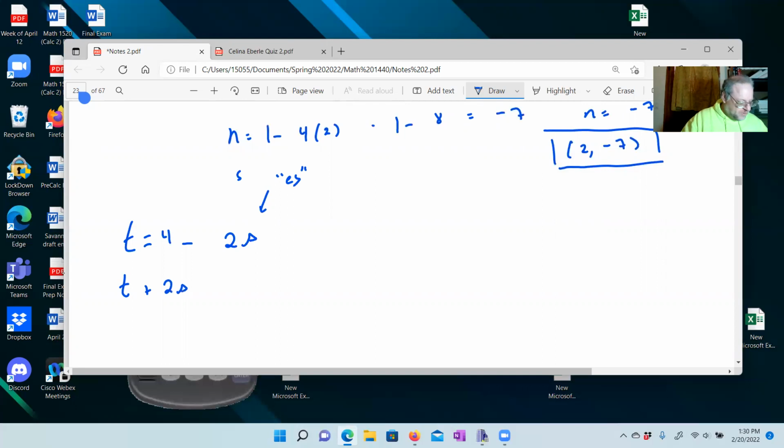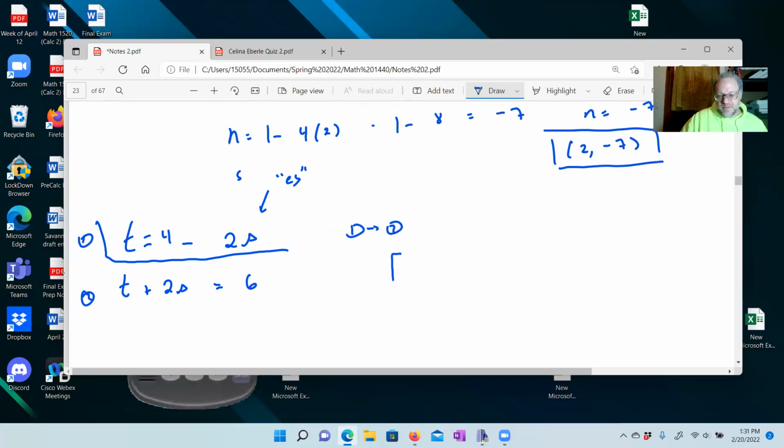Okay, so we have t plus 2s is equal to 6. So this is kind of set up very nicely, right? As a substitution, we have t is equal to 4 minus 2s. So we have equation 1, we have equation 2. So let's push equation 1 into equation 2.